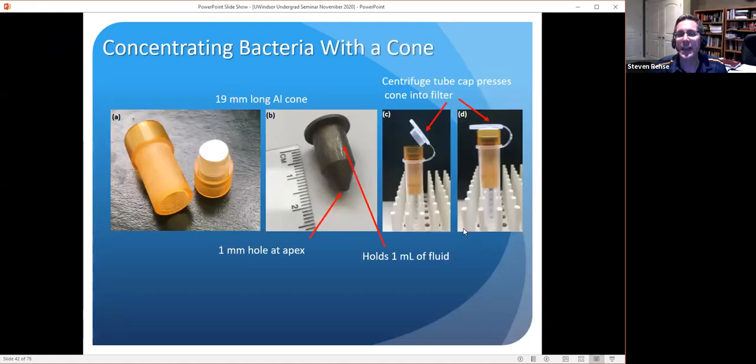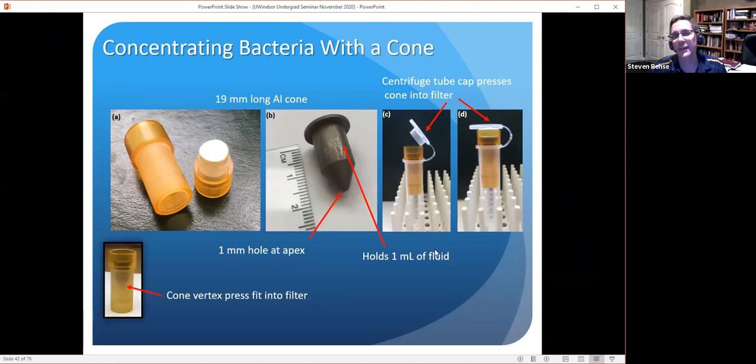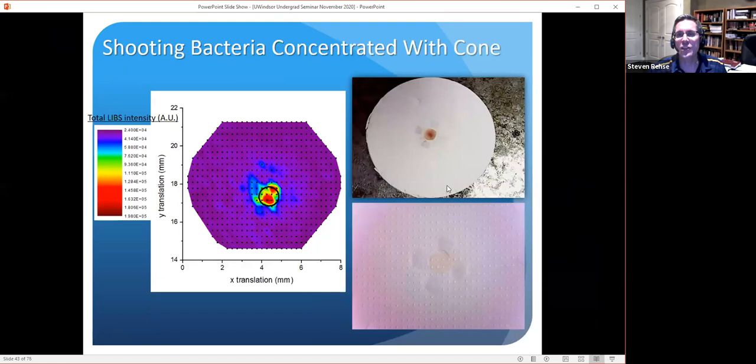My next student had an even better idea. This is Allie's idea. Can we just take a small device with a little cone, plunk this guy in the middle of it, and then when the water is pulled through the centrifuge, it's not spread all over the filter. It's only spread right underneath this 1 millimeter hole. Well, that's a pretty good idea. When she did it, that worked really well. So now instead of being spread all over this filter, all the same bacteria are concentrated in the center.